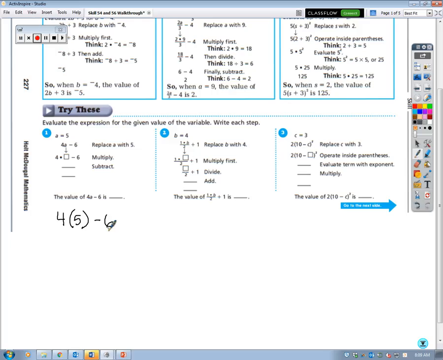Now, order of operations tells us we need to do what first? What do we need to do first, Alec? Multiplication. I'm sorry, I couldn't hear you. Yeah, multiplication. So 4 times 5 is? One more time? 20. Yeah, 20. 20 minus 6 is? 14. So our answer is? 14. So here it says the value of 4a minus 6 is 14.